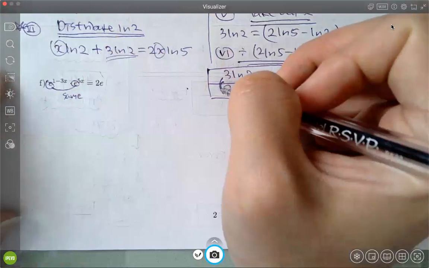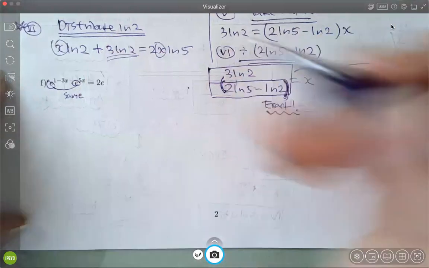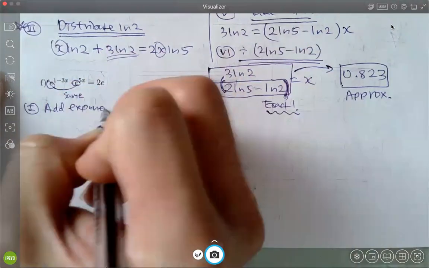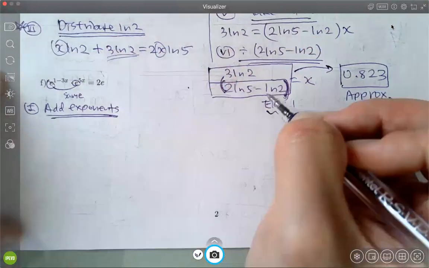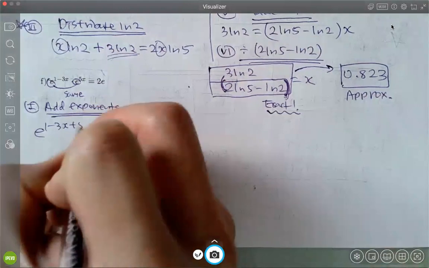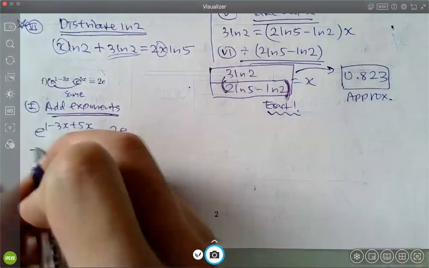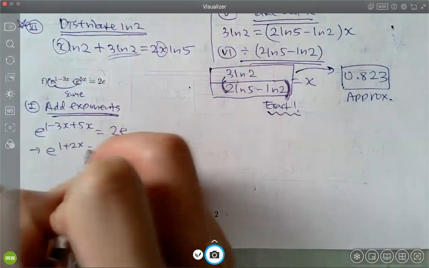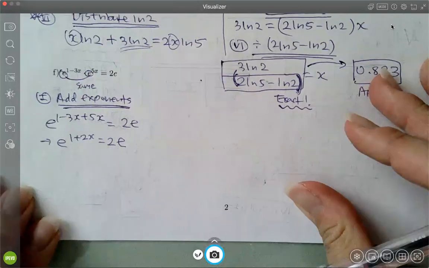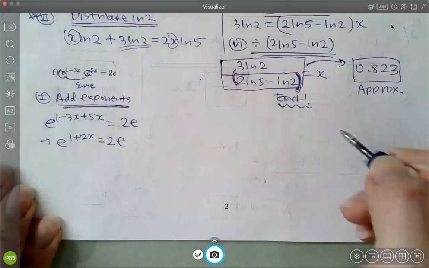So what does that mean in terms of the exponents? You can add them, right? So step number 1, add exponents. So what do you have? e to the 1 minus 3x plus 5x is equal to 2e, which means e to the 1 plus 2x is equal to 2e, right? Then we have the isolation of the exponential term by itself.